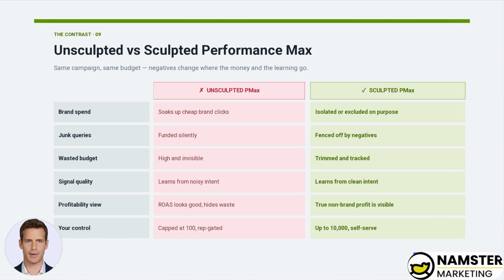In an unsculpted campaign, brand spend soaks up cheap clicks, junk queries are funded silently, and wasted budget remains high and invisible. The algorithm learns from noisy intent, and while the ROAS might look good, it hides significant waste.